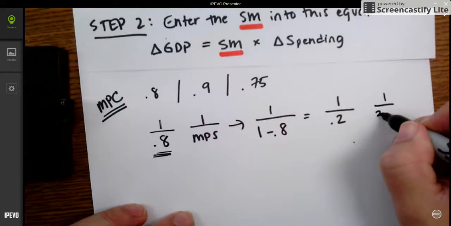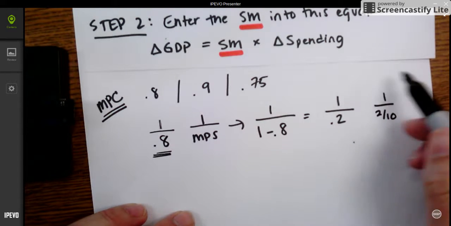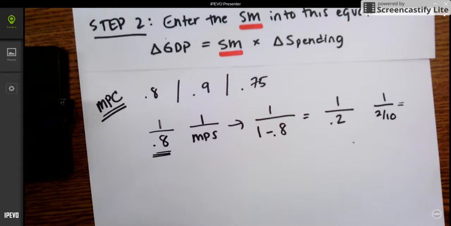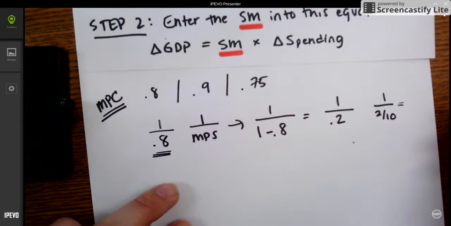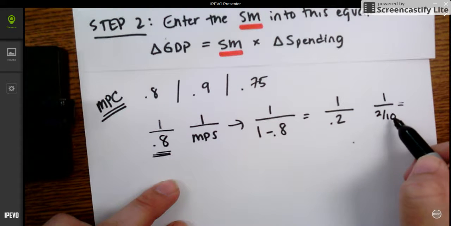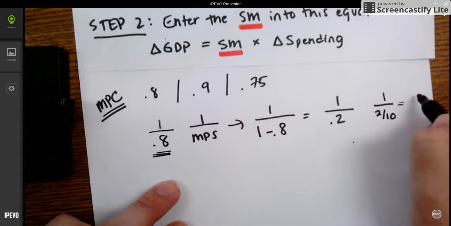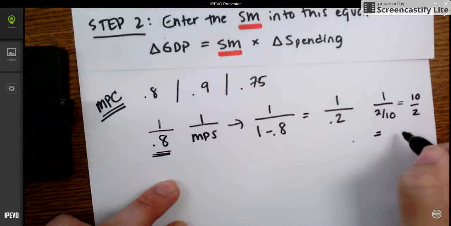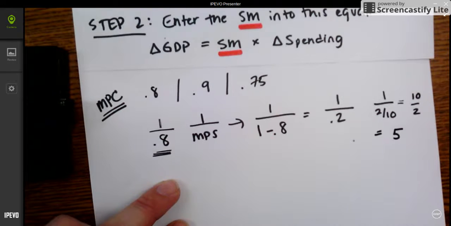1 over 2/10. How do we divide by a fraction? It might take you back to middle school, maybe. I'm not sure when people learn how to divide by fractions. I feel like I learned it in 4th or 5th grade, but I'm not sure. We multiply by the reciprocal. So 1 over 2/10 is really 10 over 2. And that means that the spending multiplier in this problem is 5.